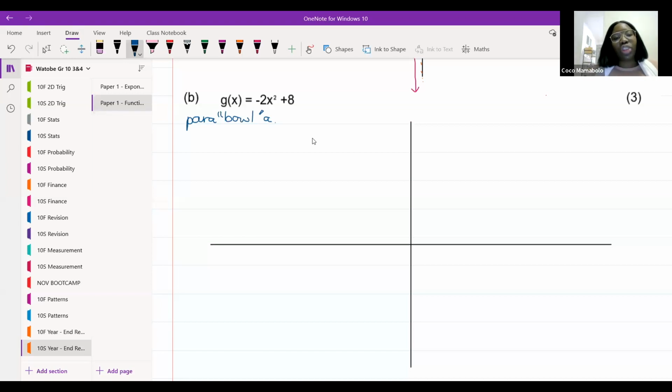Now, when it comes to the parabola, we're going to have two things. This time, we're not going to have an asymptote. We are going to have a turning point, and then we're going to have intercepts. Those are the two things we're going to have. In a hyperbola, we have asymptotes and intercepts. In a parabola, we have turning points and intercepts. All right. Now, we can already tell from our function, what is our turning point?